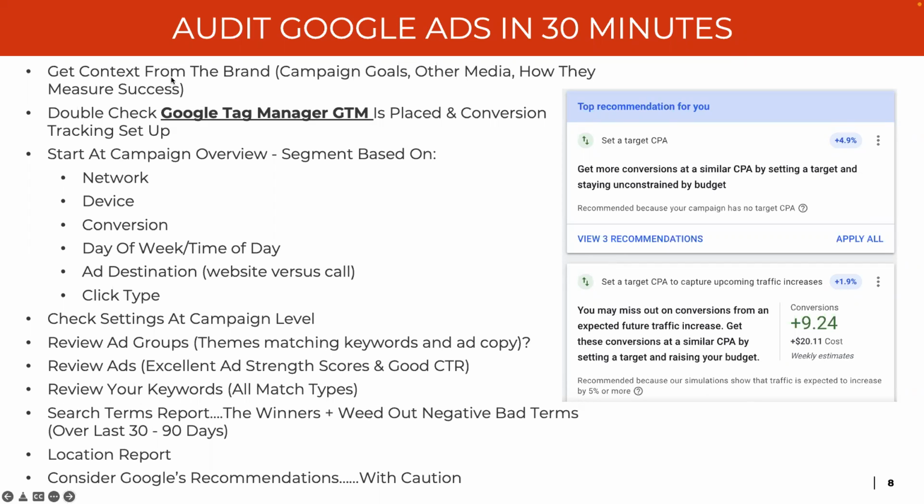First, as I always say, get context from the brand. You also want to know campaign goals, other media that they're spending, how they measure success. Understanding the strategy and execution from their perspective is really important when you're doing an audit.